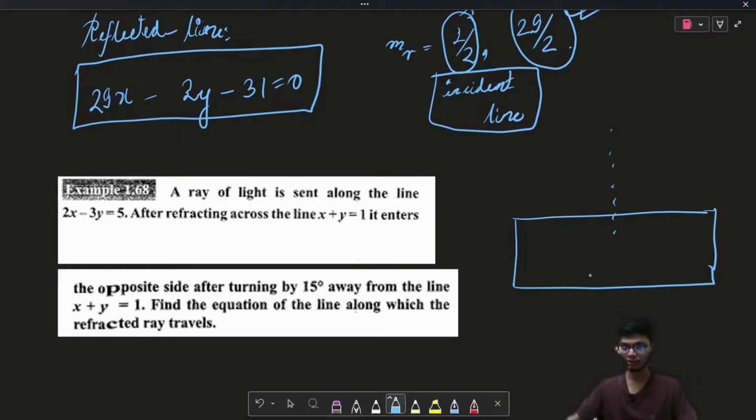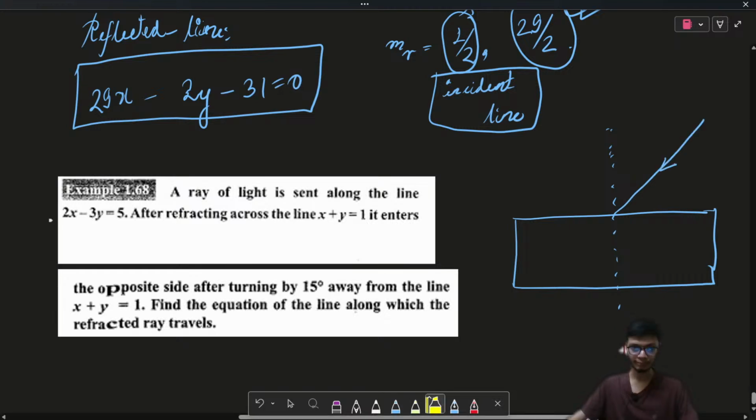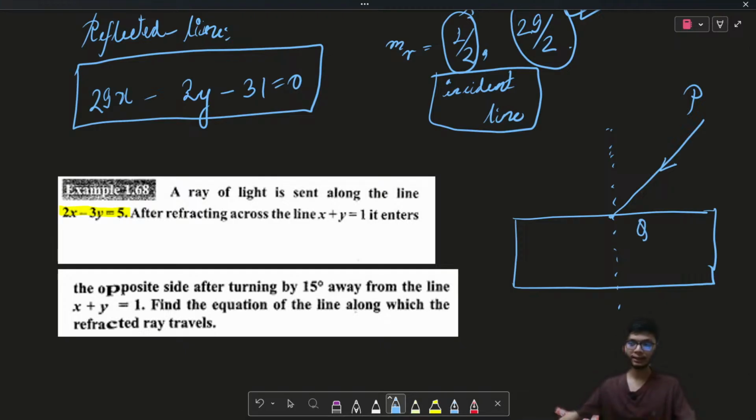So refraction happens because of the changing speed of light in two different media, right? If a light is sent along this particular line, let us say it is coming from some source P, and it is incident at point Q on this different medium. It is said that the line along which the light comes is given as 2x minus 3y equals 5, right? That is what is mentioned.